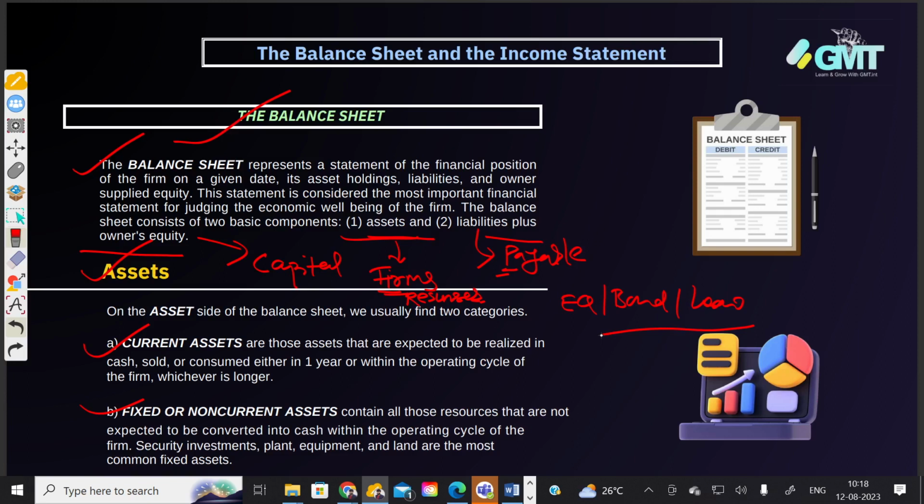If I take the example of a normal business, here if you see plant, equipment, land, that becomes the fixed assets, right? And if I take the example of a fund, then equity, bonds, loans become the fixed assets, right? So that's how you can relate, and all come under assets.